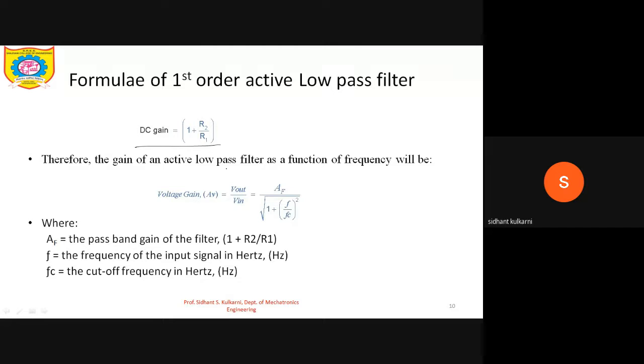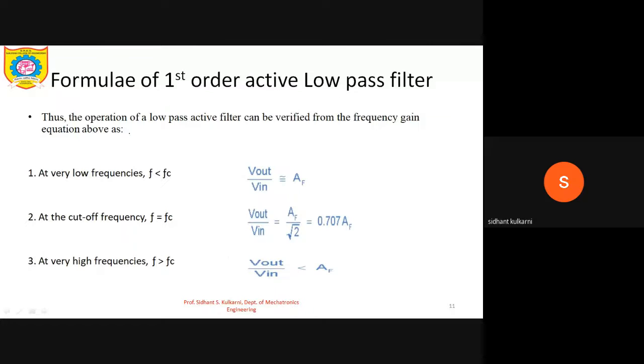Therefore, the gain of the active low pass filter as a function of frequency will be: voltage gain AV is equal to V out upon V in is equal to AF, that is gain with feedback, divided by the square root of 1 plus F upon FC whole squared. F is the given frequency, FC is the cutoff frequency. AF is the pass band gain of the filter, 1 plus R2 upon R1, F is the frequency of the input signal in Hertz, and FC is the cutoff frequency in Hertz. Is it okay? And we can derive the expression.